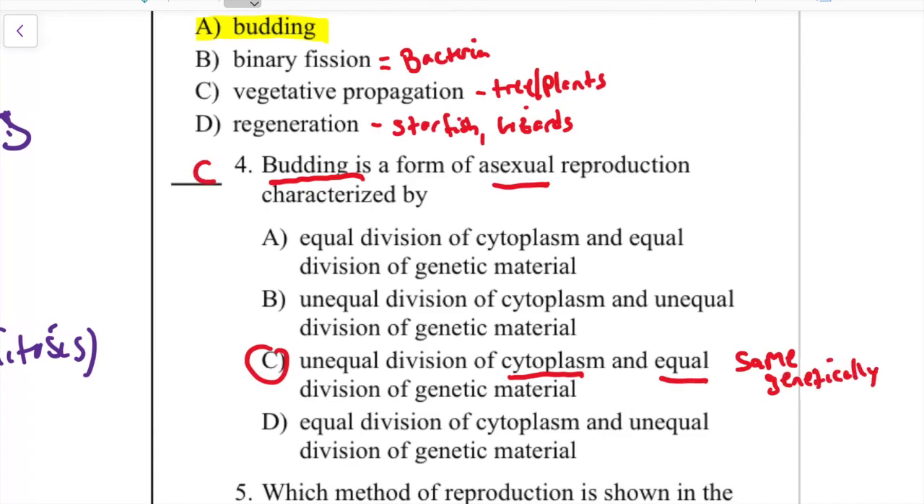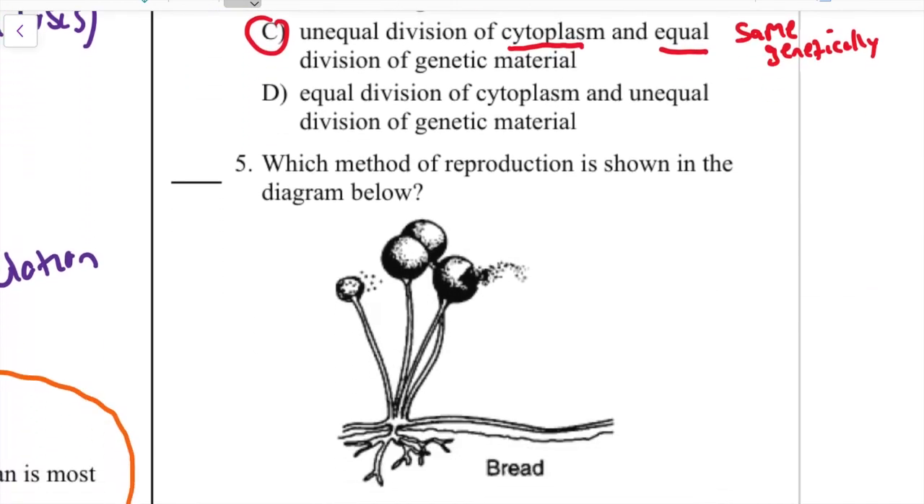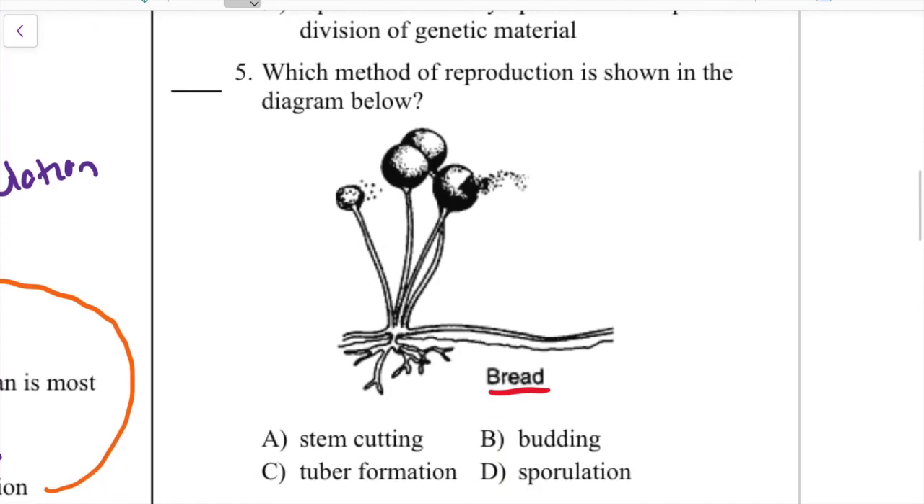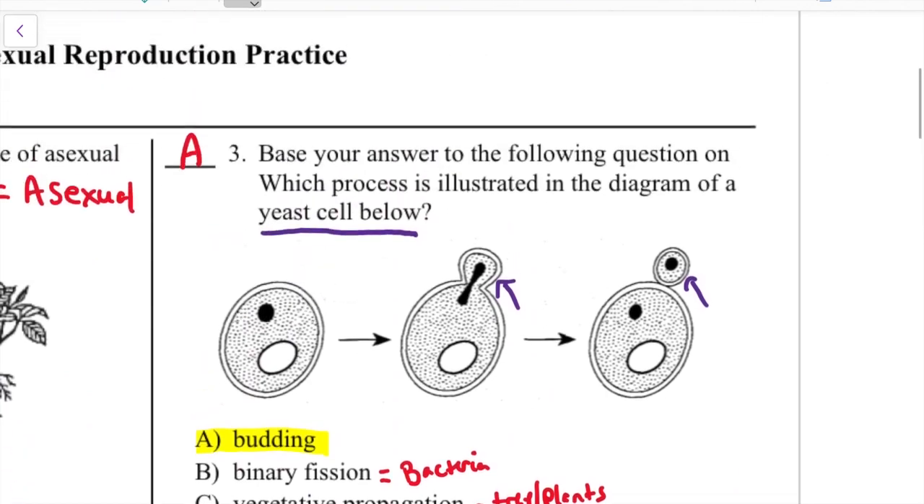So, C. Right here, you should be able to figure out, you have sporulation, you have bread, it's like a bread mold. Right? It can't be stem cutting. They're not cutting a stem. What is a tuber? I don't know what a tuber is. And budding, you saw it up here with the yeast cell. That's budding.